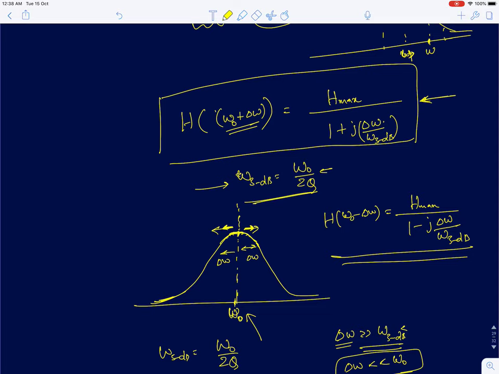Again, we can very easily show that for omega naught minus delta omega also, you're going to get a transfer function like this. And we can very easily see that the magnitudes of both, mod of H of omega naught plus delta omega, for large values of Q, are going to be the same as for omega naught minus delta omega.